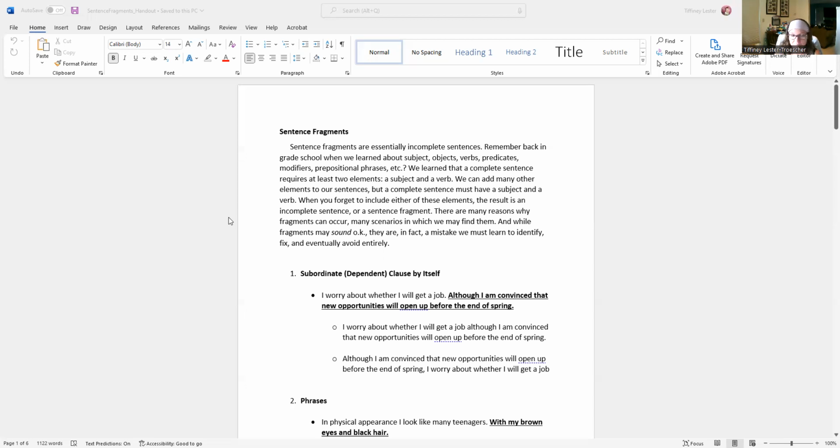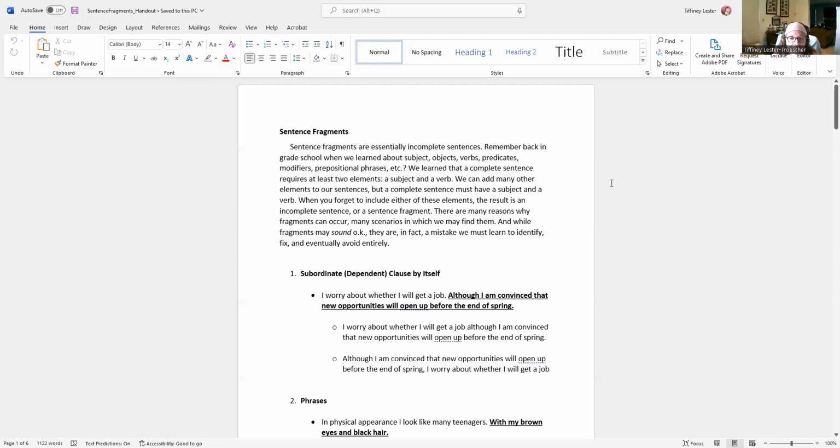It could take up this whole thing right here, right? It could be that long with all the extra stuff you've added in. But if you're missing the subject or you're missing the verb, it's still incomplete. It is still a sentence fragment, right? You have to have your subject and you have to have your verb.